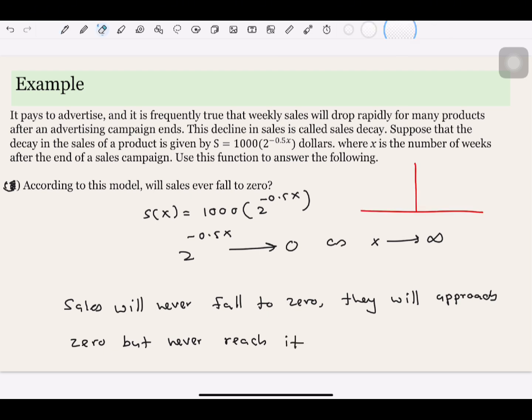If you sketch this function, it will be of this shape. It's going to decrease and it starts around 1000. Here also you can confirm that when x goes to very large numbers, the graph will approach zero, but it will never reach zero. This is a typical feature of exponential decay models. The values decay forever, but always stay positive.